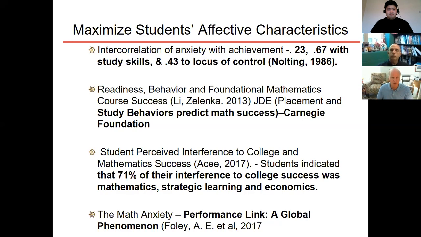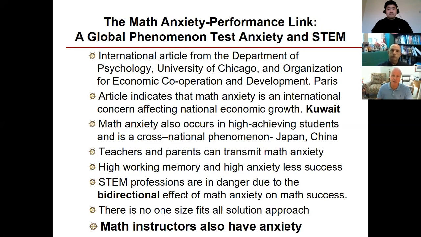The last one I'm going to go over before we get into some other areas is this math anxiety performance link. This was 2017. And what it really says is this. This was a study across the world on STEM and anxiety. Across the world now. This is from the University of Chicago and the Organisation for Economic Co-operation and Development of Paris. What they started looking at is anxiety is killing STEM programs. Anxiety is having difficulty with math programs, okay? And they're looking at even high-achieving students in Japan had anxiety and had trouble.